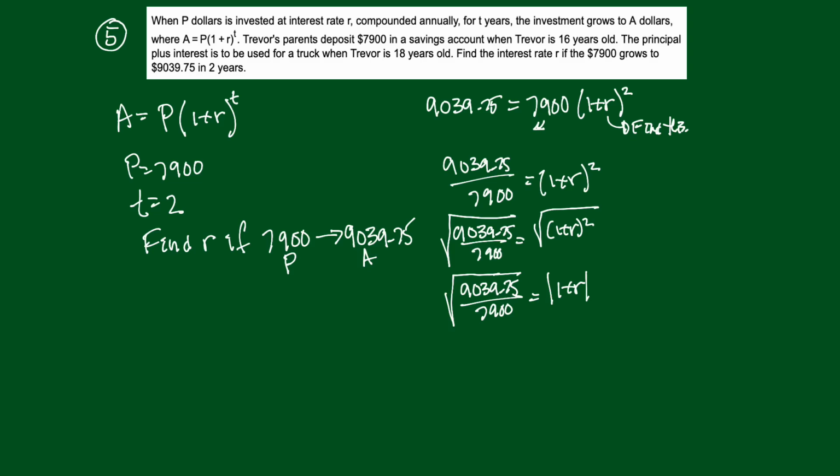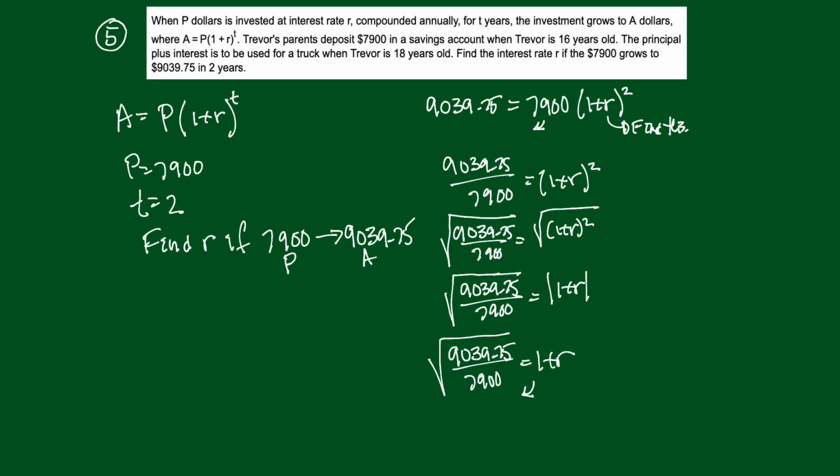But now I know this has to be positive, right? This has to be a positive number. So the absolute value of a positive number is that number itself. So I can write this. The square root of 9039.75 divided by 7,900 is equal to 1 plus R.